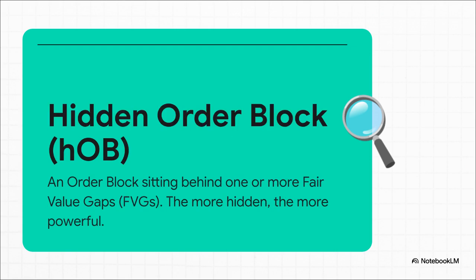And this is where it gets really interesting, the hidden order block. You see, when price moves really fast, it can leave behind an inefficiency, a gap. We call this a fair value gap, or FVG. And this gap can literally hide the original order block from view. Trading algorithms are specifically designed to go back and fill these gaps, which makes these hidden levels incredibly potent reversal points. The more hidden it is, the more powerful it becomes.